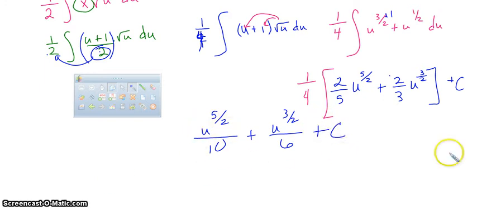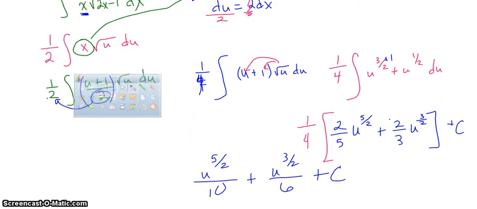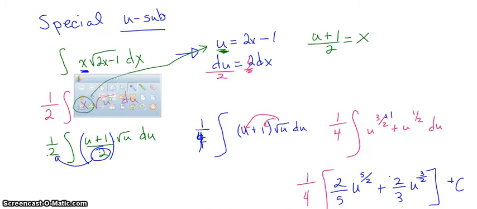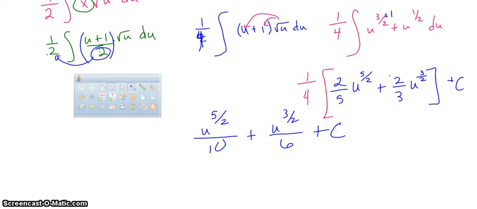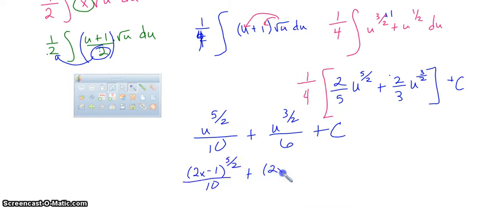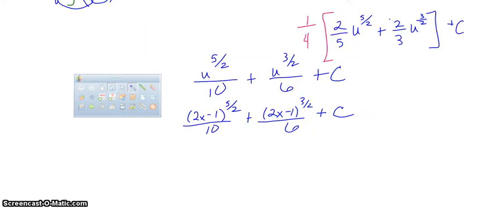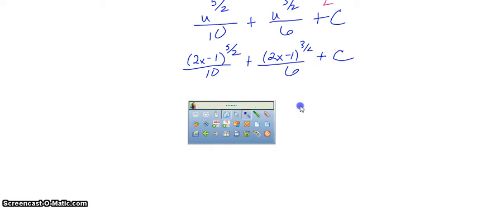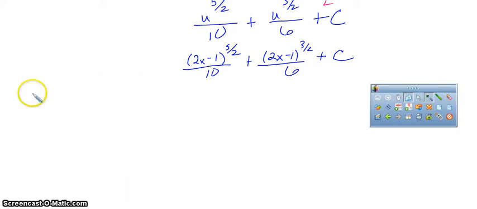And now all I need left, and I know there are lots of steps on these, but they happen, so we have to learn how to do them, as u was 2x minus 1. So I'm going to put that back in there. 2x minus 1 to the 5/2 over 10, plus 2x minus 1 to the 3/2 over 6 plus c, and that's our answer. All right, let's look at another special u substitution.